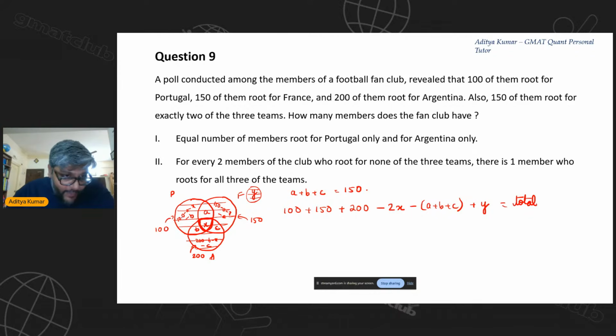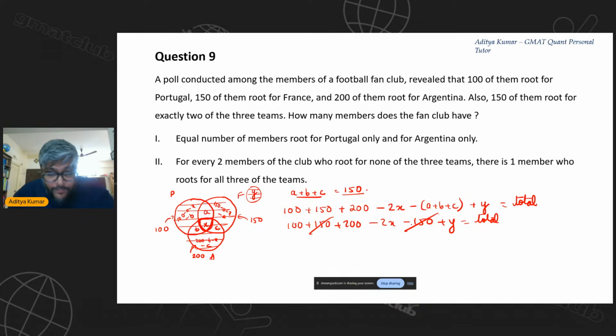So you see, I have my regions of the Venn filled up. I've also created an equation using my total. I can simplify it. Remember, I know A plus B plus C is 150, so I can put 150 here. So 100 plus 150 plus 200 minus 2X minus 150 plus Y should be equal to my total. And remove the 150. So my total should be 300 minus 2X plus Y. So I have an algebraic equation. I'm going to box it up. Remember, I need to solve for my total. Done. I've set up my question.